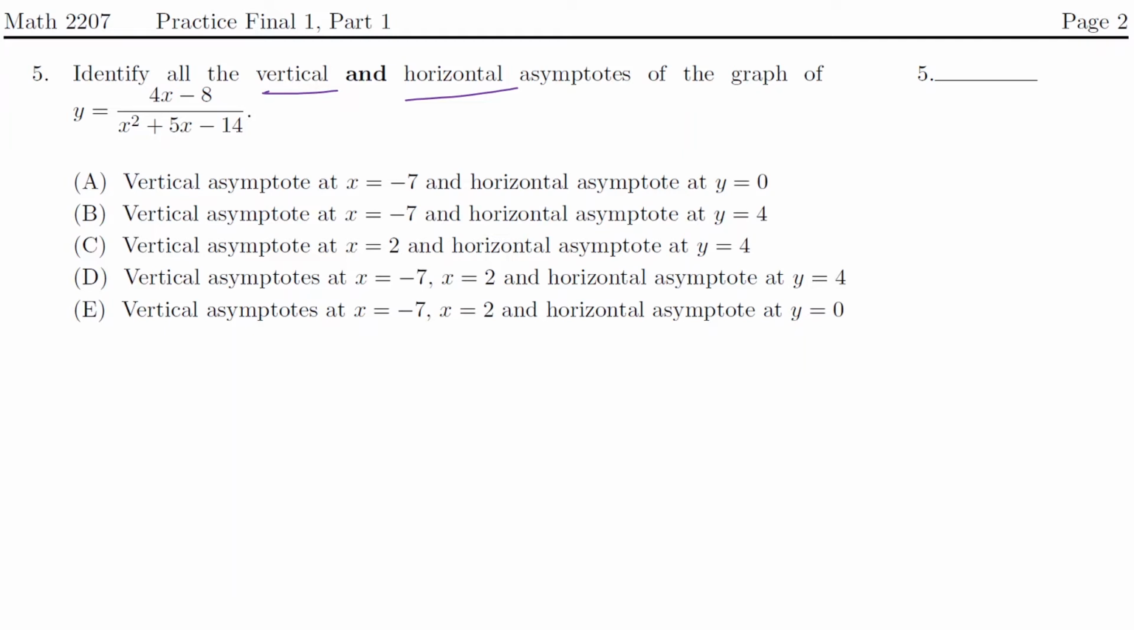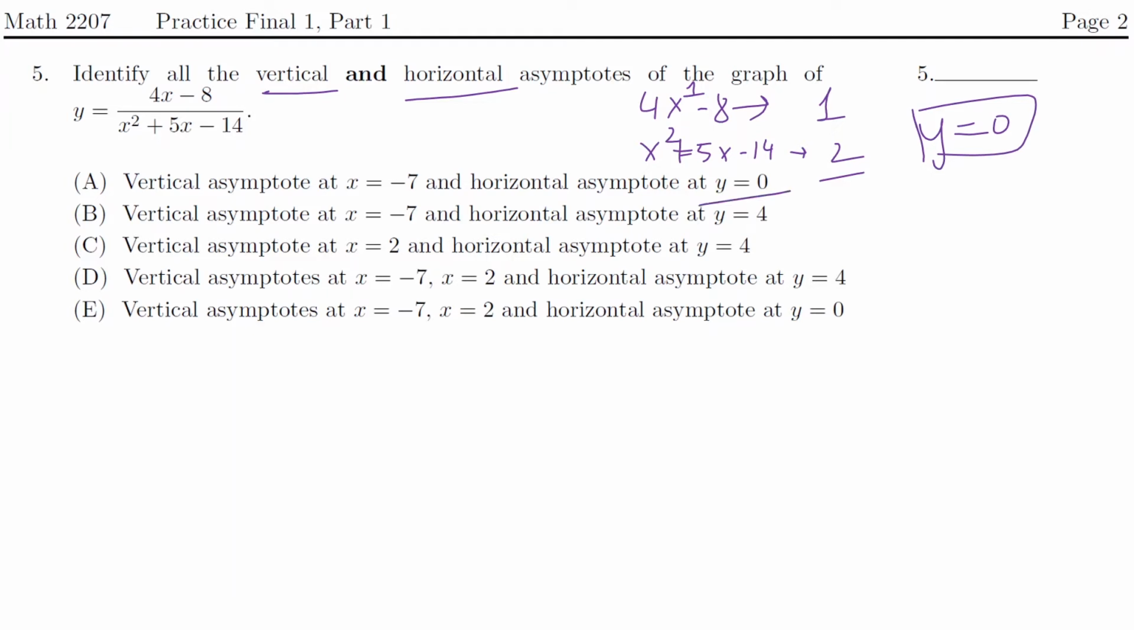You look at the highest exponent on top and highest exponent on the bottom. So 4x minus 8. The highest exponent is 1, right? Because it's x to the first power. While on the bottom we have x squared plus 5x minus 14, and the highest exponent is 2. Now, which one is higher? Since the bottom is higher, 2 is clearly higher than 1, the answer is 0. Y equals 0. That's our horizontal asymptote. So if you look at the options, it's either A or E.